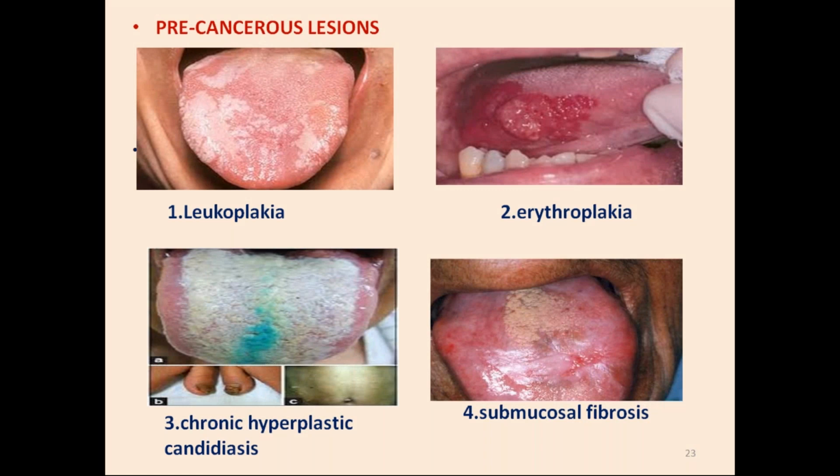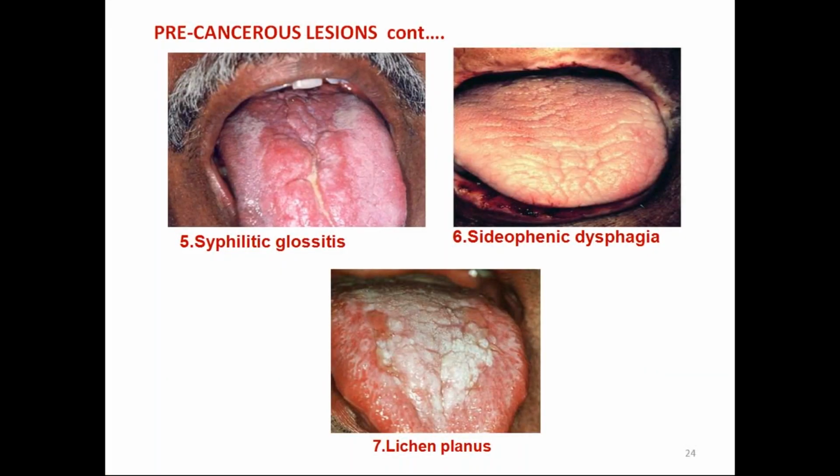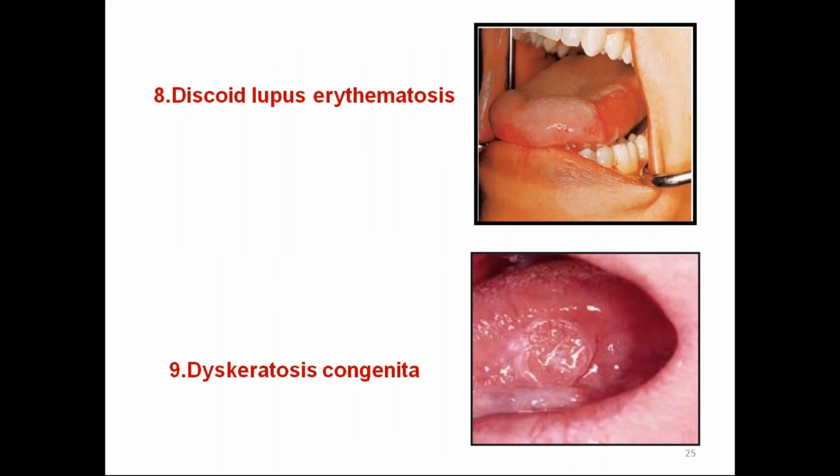These are some of the precancerous lesions: leukoplakia, erythroplakia, chronic hyperplastic candidiasis, and submucous fibrosis. Other precancerous lesions are syphilitic glossitis, sideropenic dysphagia, and lichen planus. There is also discoid lupus erythematosus and dyskeratosis congenita.